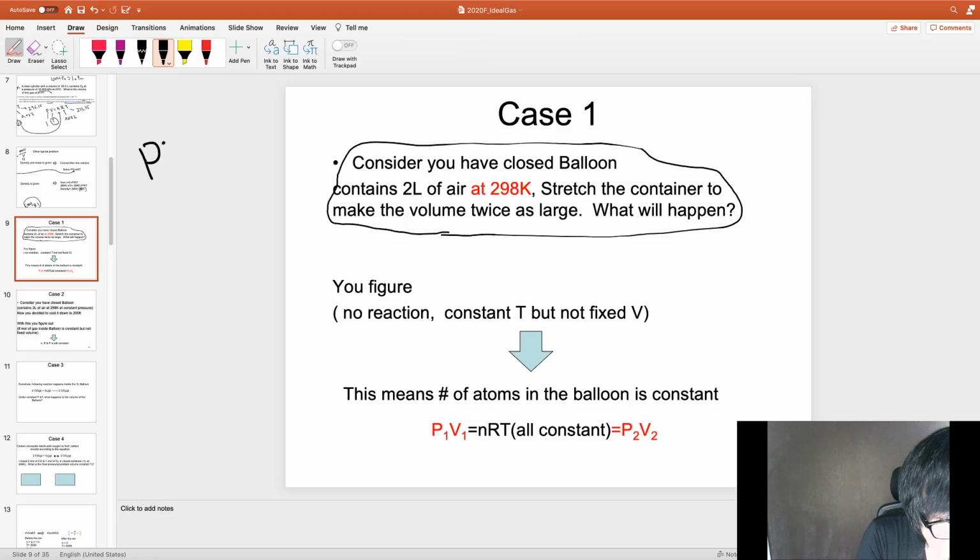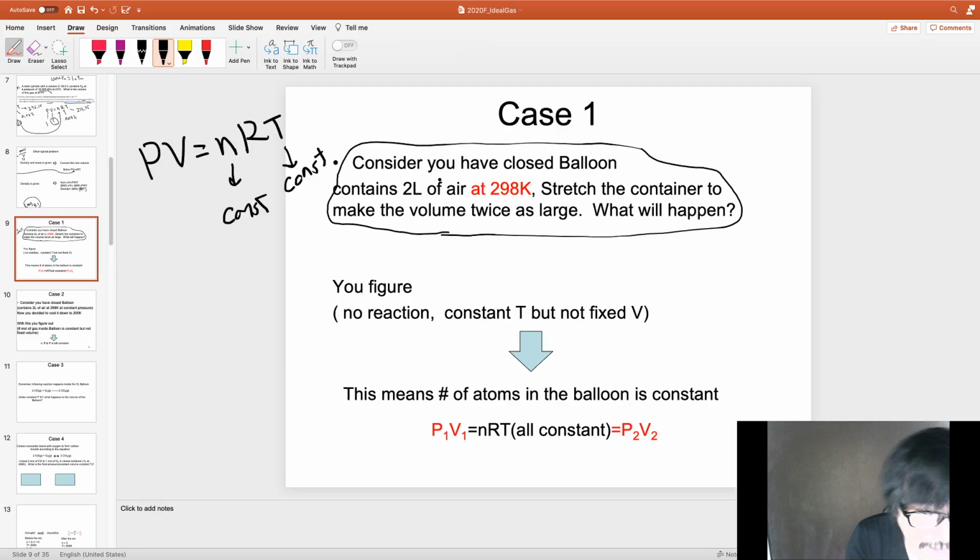PV equal nRT, that's where I start out. And then I am going to shift everything to the right for the ones that are constant. So n is constant, n is not changing. R is not changing, it's never going to change. And then the temperature is constant too. That means the temperature is not changing. I just guess that's what's happening here from reading this problem.